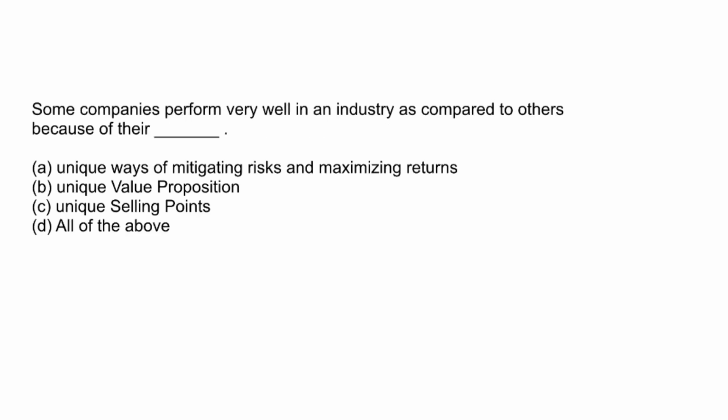Let's go on to the next question, friends. Some companies perform very well in an industry as compared to others because of their A. Unique way of mitigating risk and maximizing returns, B. Unique value proposition, C. Unique selling points, D. All of the above. And friends, the correct answer is all of the above.